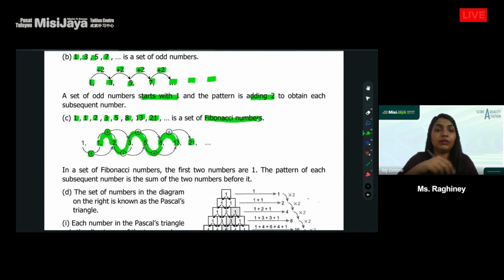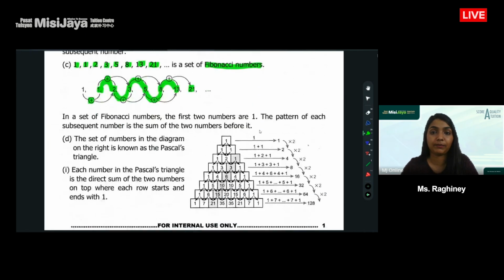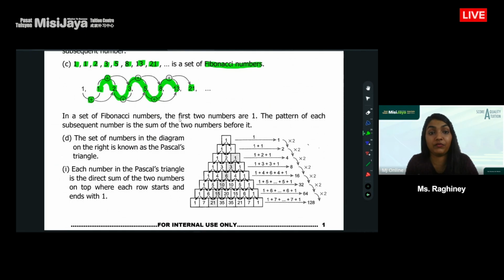So this is one of the patterns that exist in numbers in maths as well. So it's not just odd numbers and even numbers. There are many, many different types of patterns. This one is not that consistent like the previous one, even numbers 2, 4, 6, 8. This one is a bit weird, but this is a pattern as well because you can keep on doing the same thing and getting bigger and bigger numbers, more and more numbers. So in a set of Fibonacci numbers, the first two numbers are 1. And the pattern of each subsequent number is the sum of the two numbers before it. So this is the pattern.